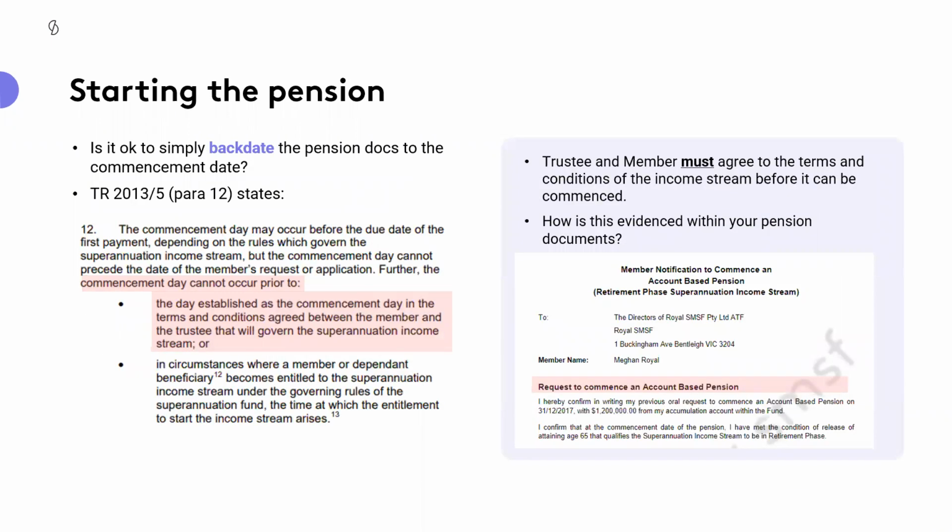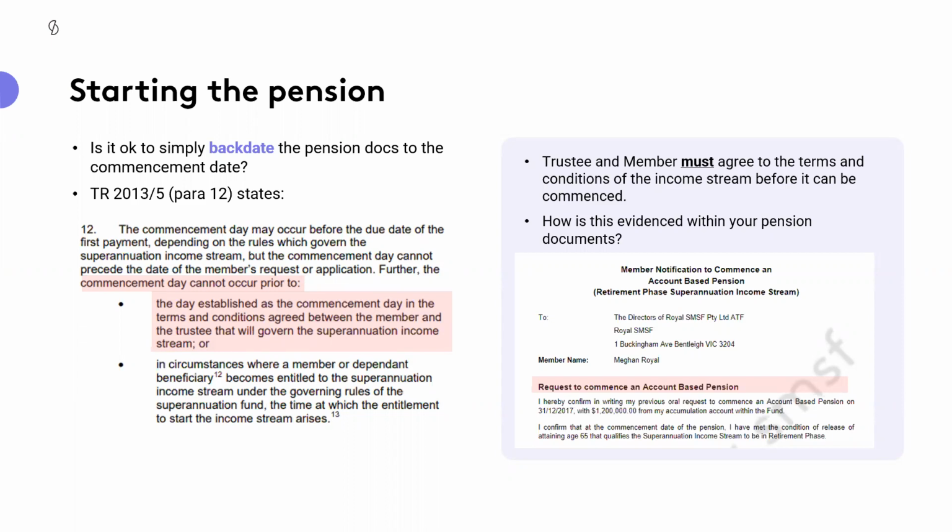So we do have some guidance that sits within 2013/5 around the fact that we will need to evidence when a pension is starting, and therefore we can't in essence be backdating that particular process. So you can see that on the left-hand side there. And as I touched on before, we must have the trustees and members agreeing to the terms and conditions before that pension can be met.